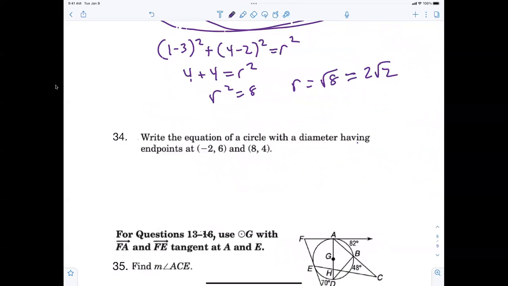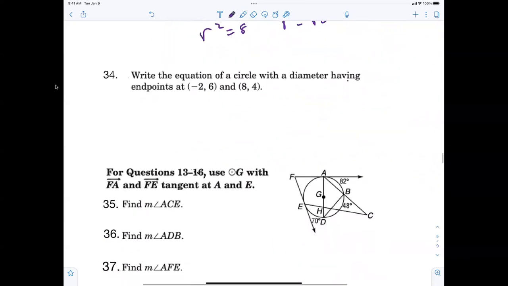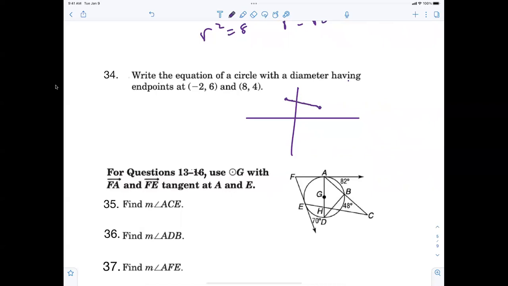Okay, write the equation of the circle with the diameter having endpoints (-2, 6) and (8, 4). So let's just draw this out a little bit. (-2, 6) would be somewhere over here, and (8, 4) would be somewhere right over here. So does everybody agree that's the diameter?